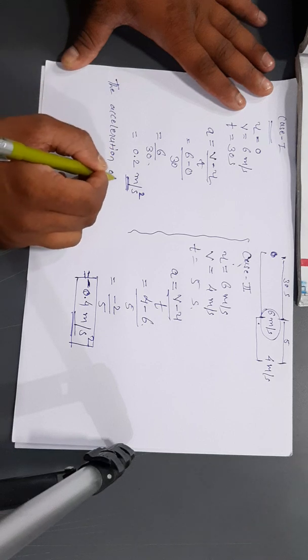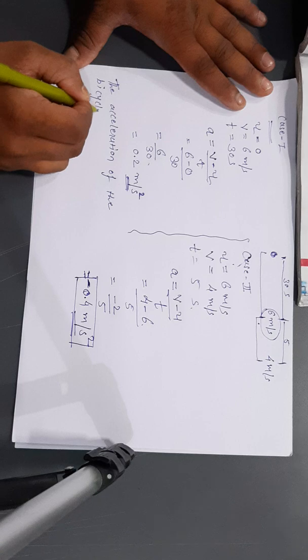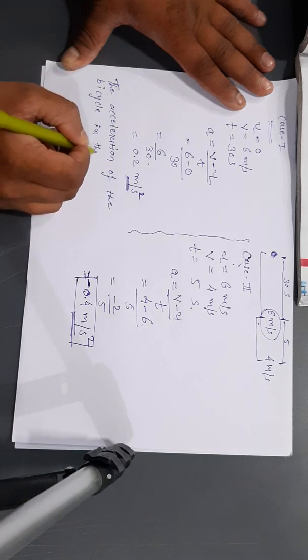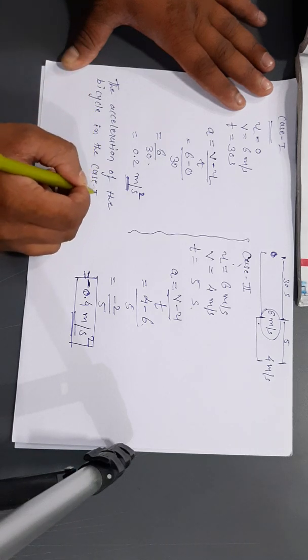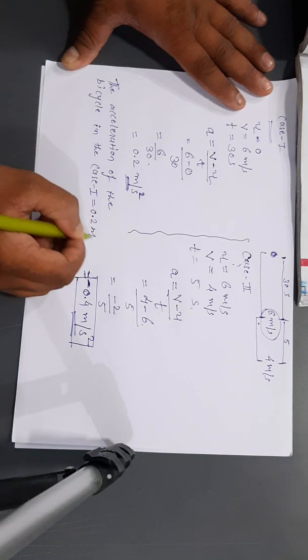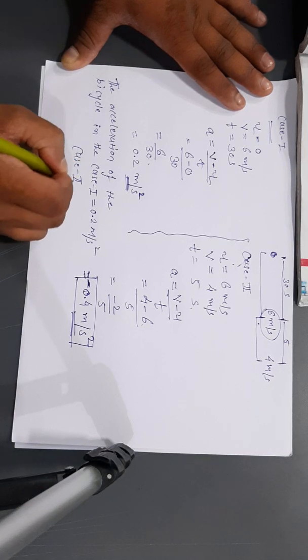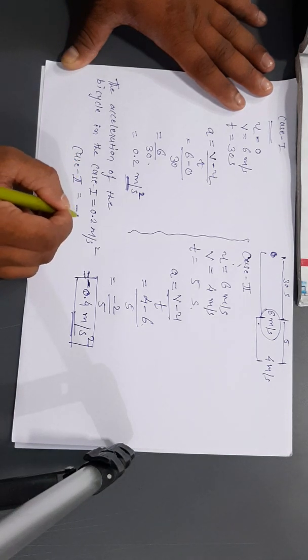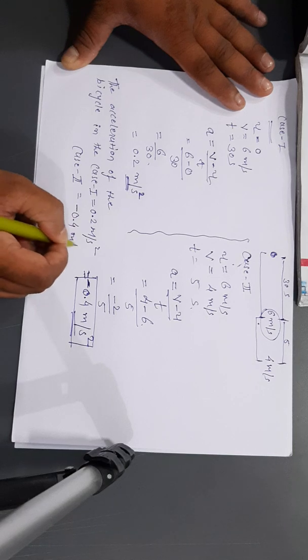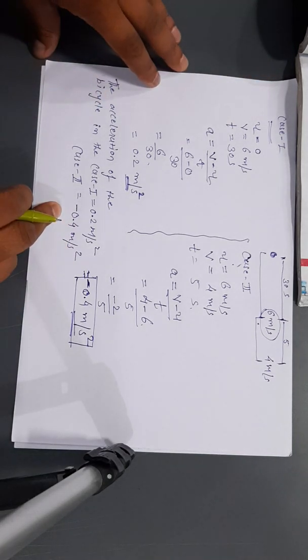So for this particular sum, we can say that the acceleration of the bicycle in case 1 is equal to 0.2 meter per second square, and in case 2 it will be minus 0.4 meter per second square. We can also say that in case 2 we are getting retardation.